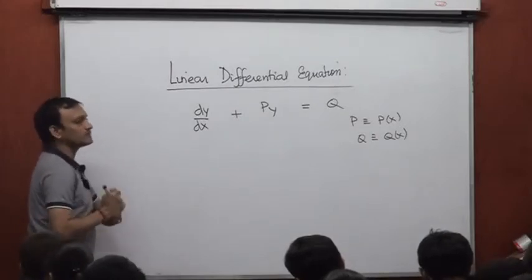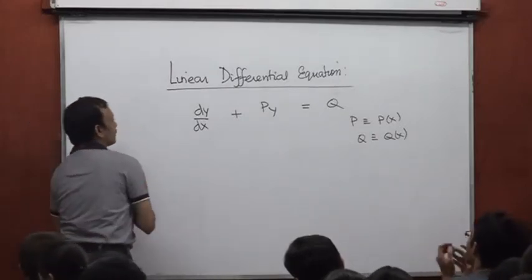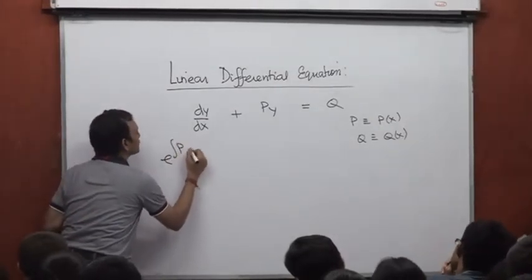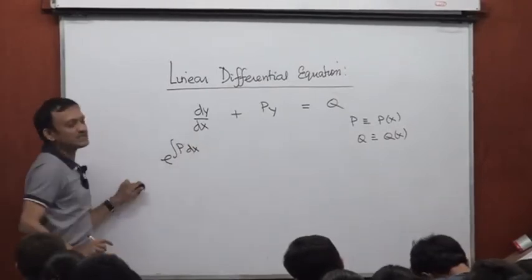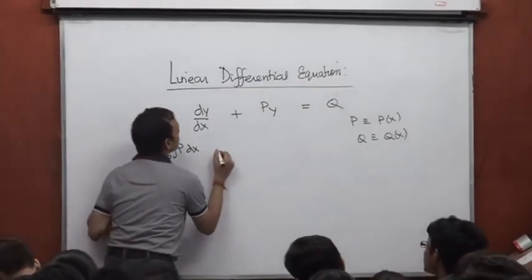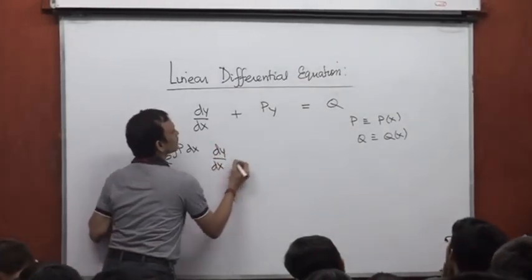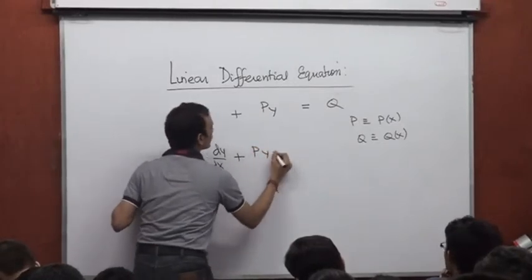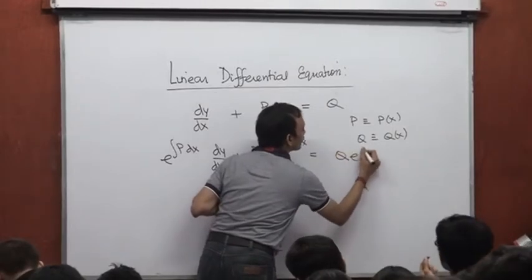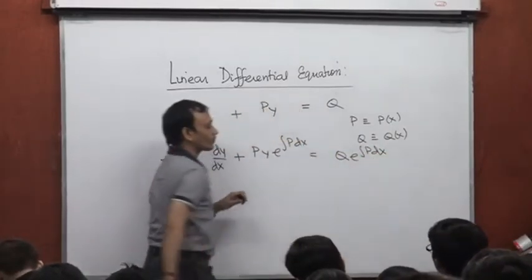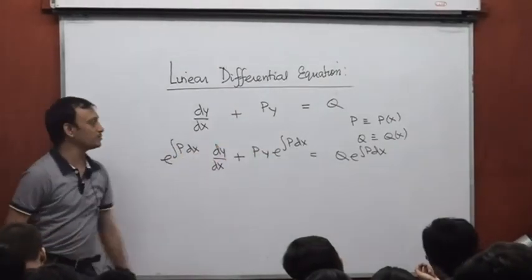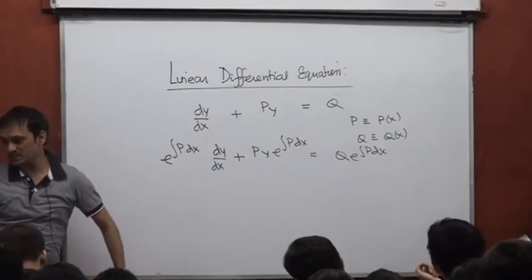Now, to solve this differential equation, let's multiply both sides by e power integral p dx. P is some function of x, q is some function of x. Let's multiply both sides by e power integral p dx. E power integral p dx dy/dx plus p y e power integral p dx is q e power integral p dx.